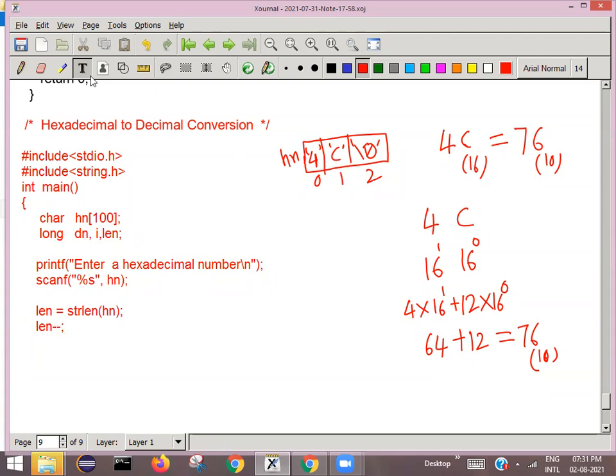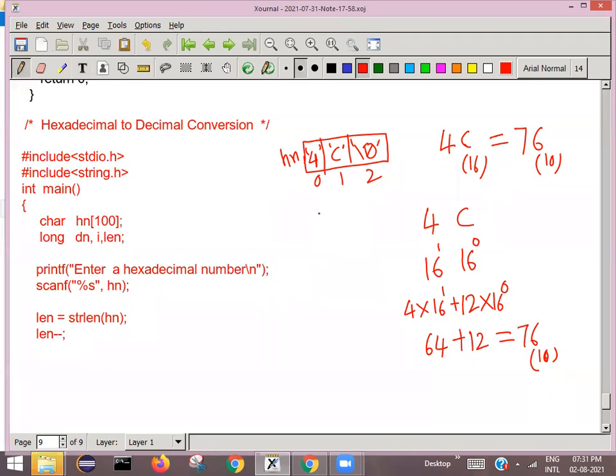If I draw a memory diagram for this variable length, when I say length is equal to string length of hn, it gives 2, and 2 will be stored. When I say length minus minus, now length will contain a 1, which is nothing but the position or index of the last character. That's how we are storing the index of the last character. Now you got the last character index.